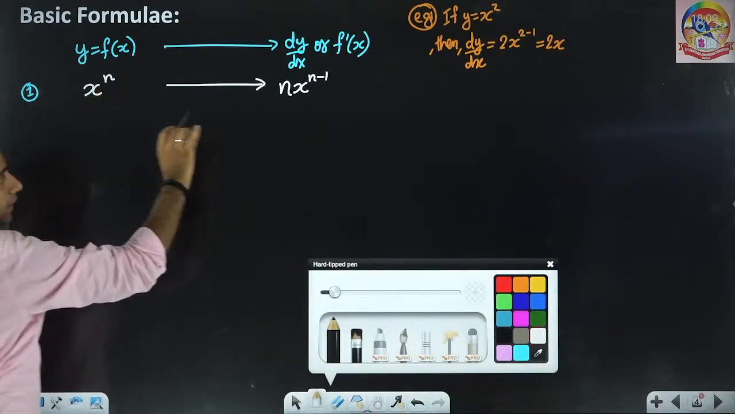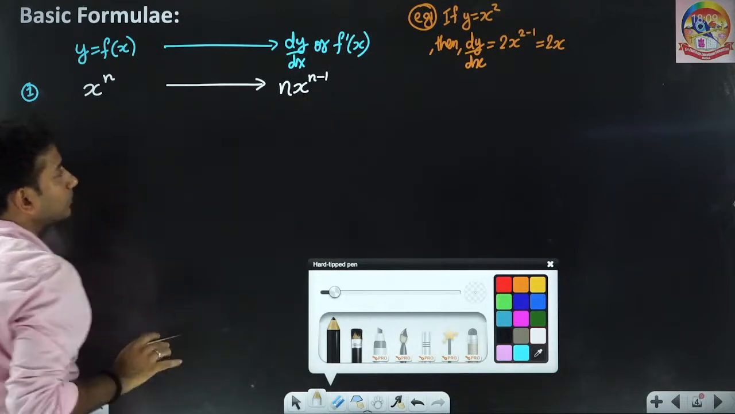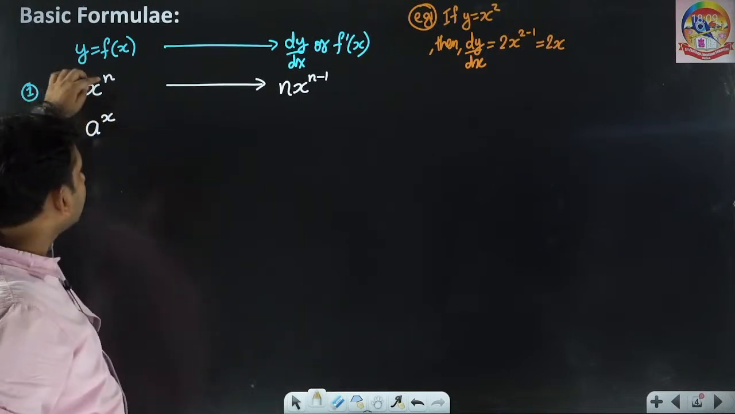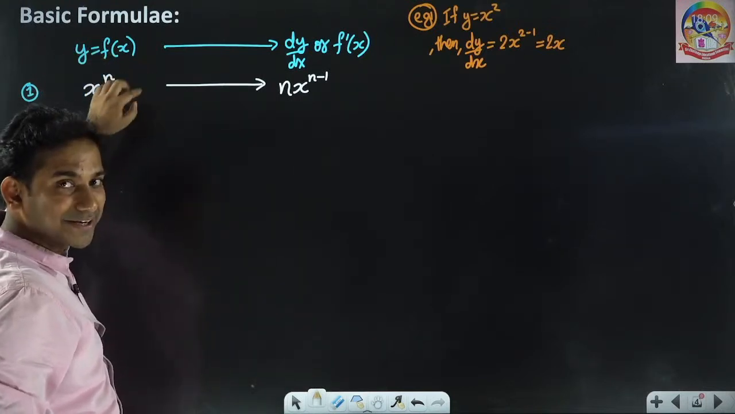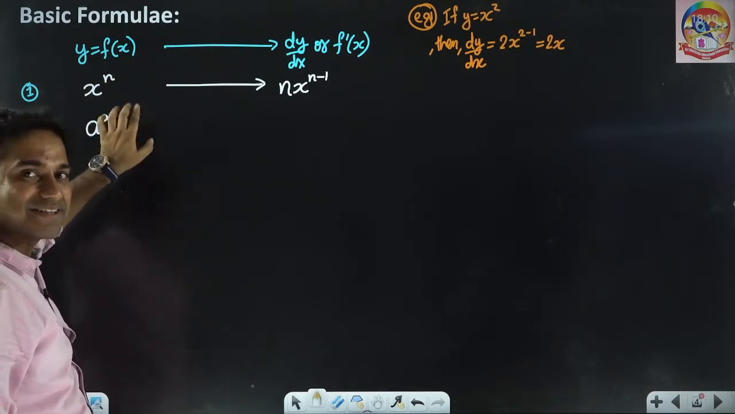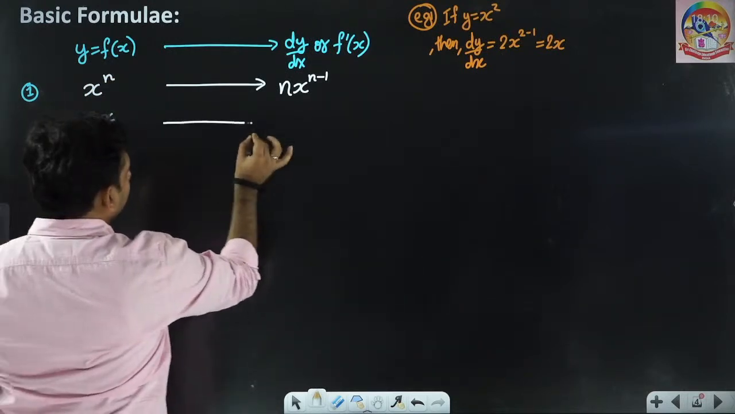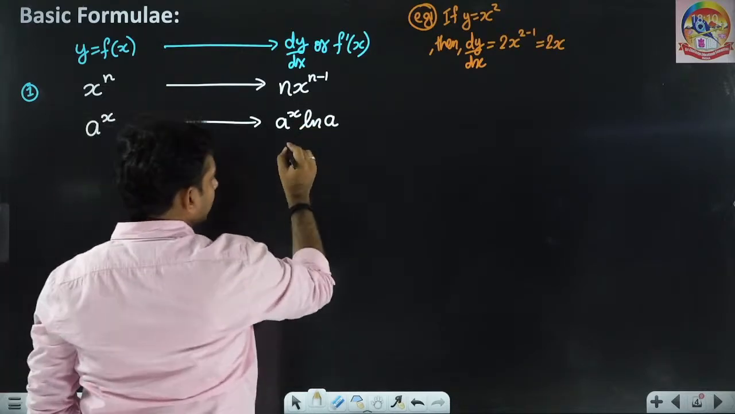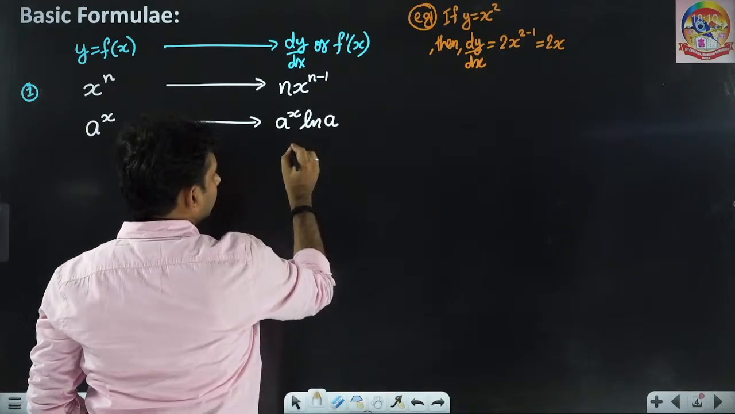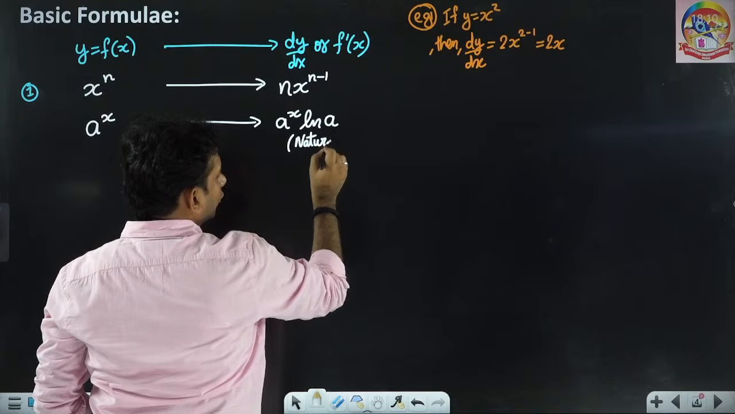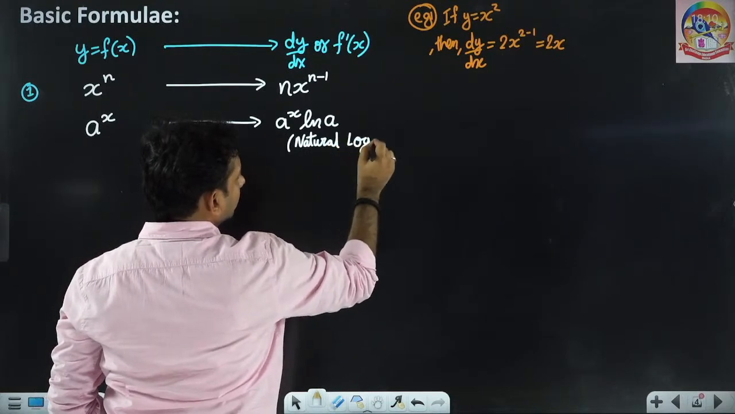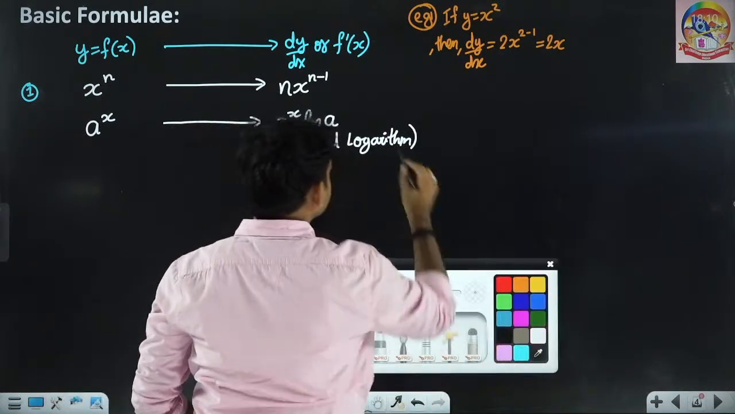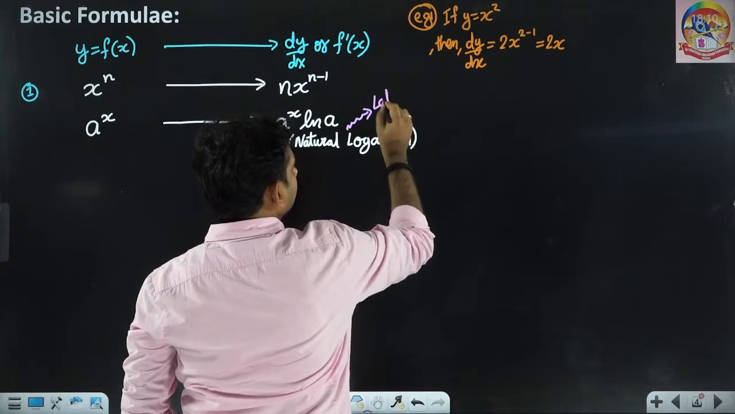Once more, let's see a few more formulas. If we have x to the power n, then its power will be multiplied and the actual power reduced. If we have a number to the power x, where x is in the power of some number, then you write its derivative as a to the power x ln a. Ln a is basically natural log. Now, what is logarithm, sir? What is log? About that we will be discussing later on. This natural log we are going to discuss later on.